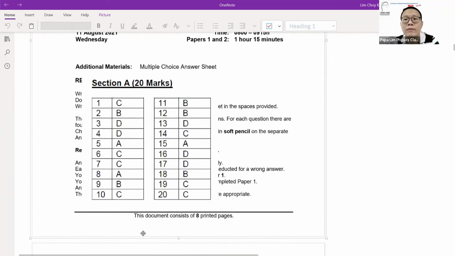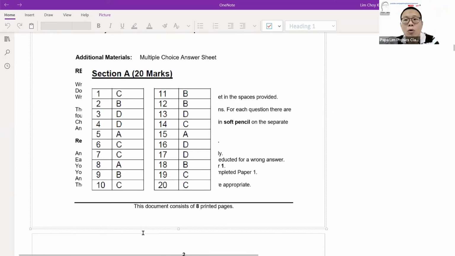Now, for those who have done it, the answers are here. You might want to pause the video to check your answers to see which questions you made mistakes in, whether it's a careless mistake or a conceptual misunderstanding. Once you have done your marking, let's look at the questions in detail.